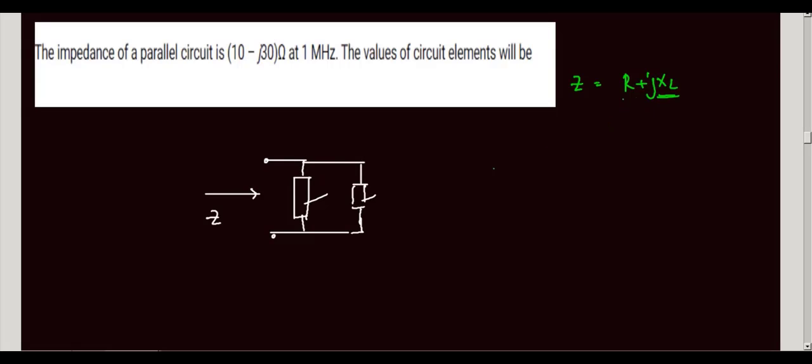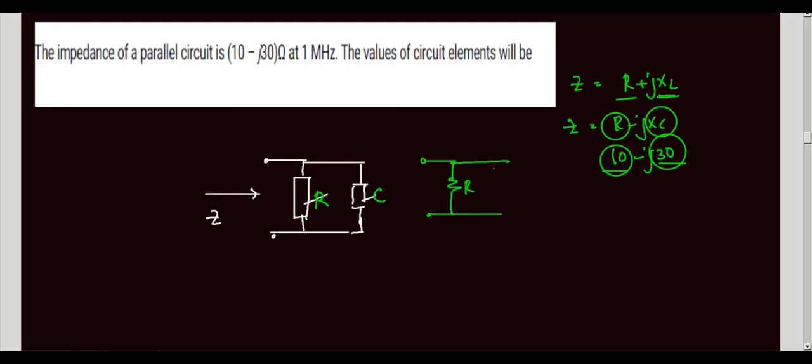Z equals R plus jXL, where this is the inductive reactance and this is a resistance. If I have R minus jXC, this is a resistance and this is a capacitance. Here I am given 10 minus j30, which implies it is a resistance and a capacitance. You know Z equals R plus jXL or Z equals R minus jXC. Here Z equals R minus jXC, so this is a capacitance.